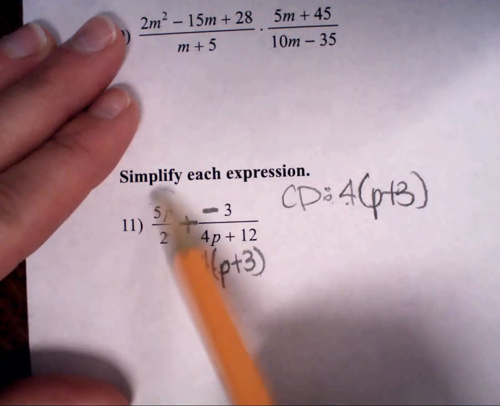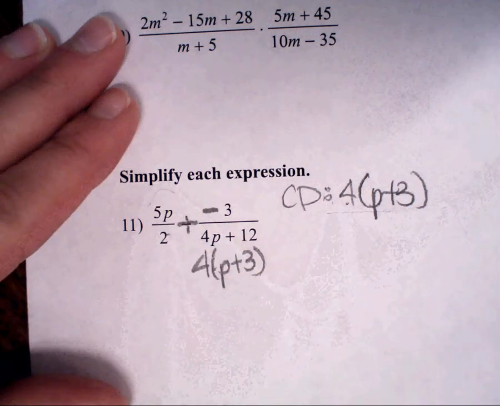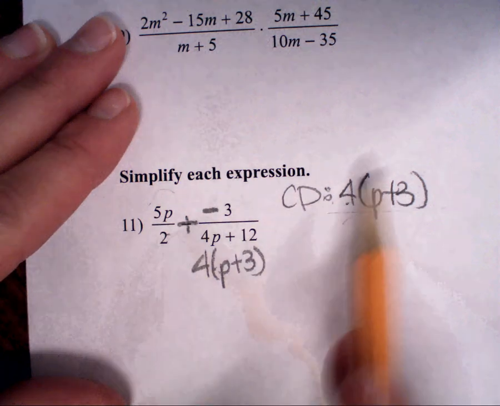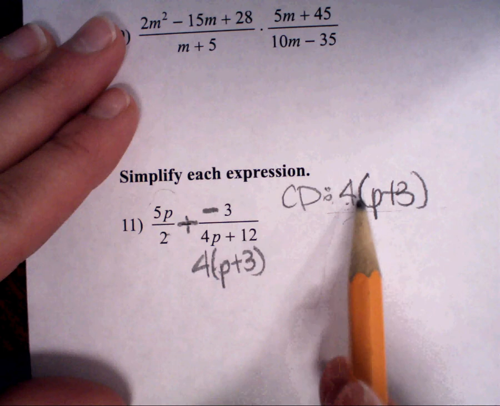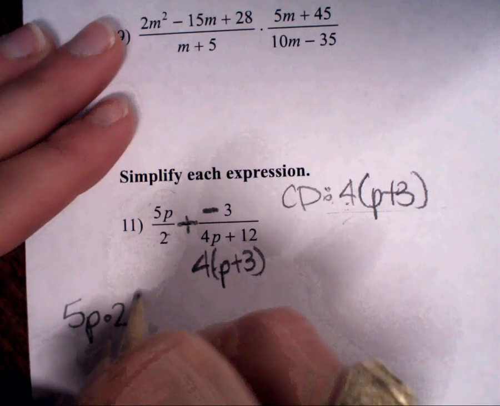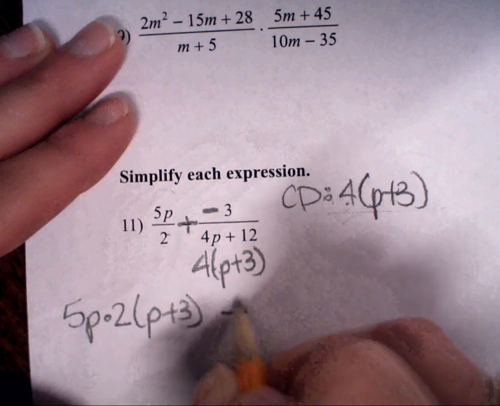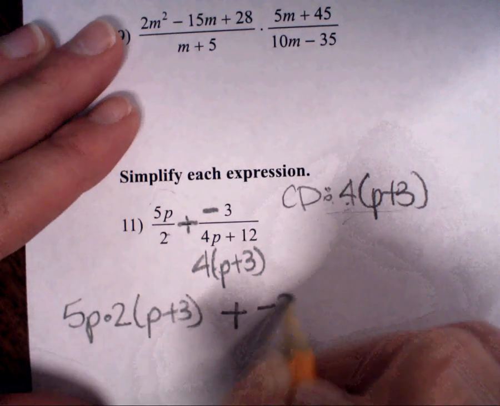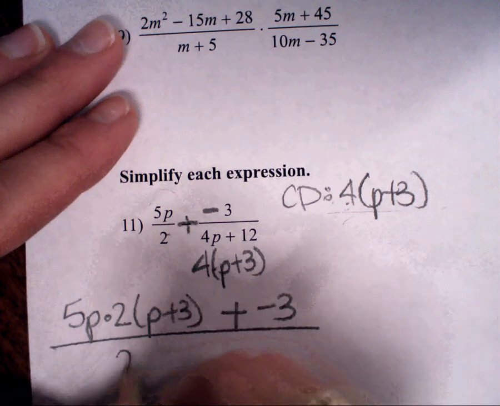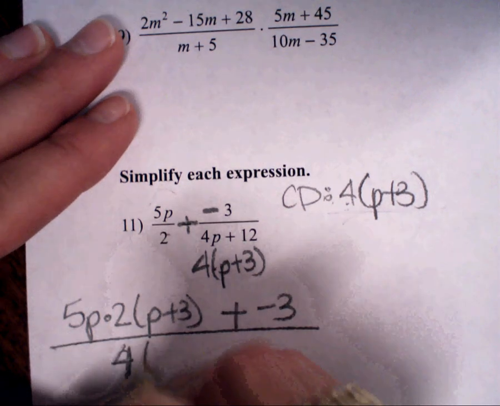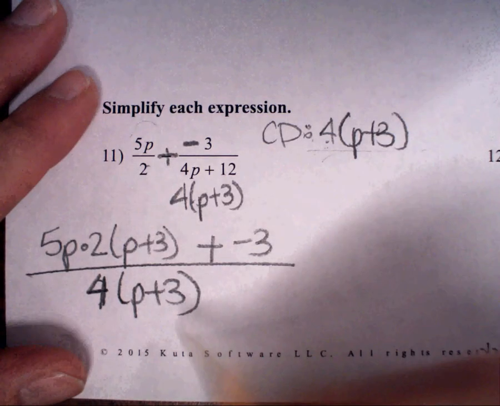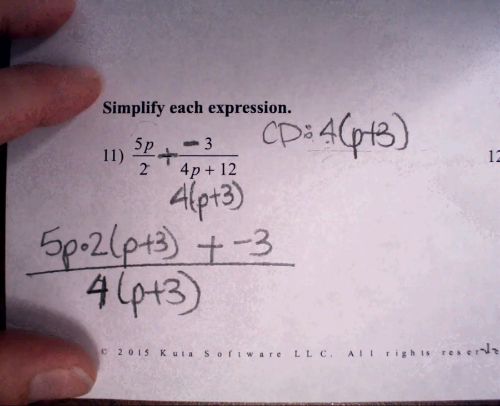So what does this fraction need to be like the LCD, essentially, the common denominator? Well, it only has 2, so it needs 2 more, and p plus 3. So it's 5p times 2 times p plus 3 plus a negative 3 needs nothing. I didn't really need to write it like that. And it's over the common denominator, which is 4 and p plus 3. Do not cross off the p plus 3. You'd be undoing what you just did.